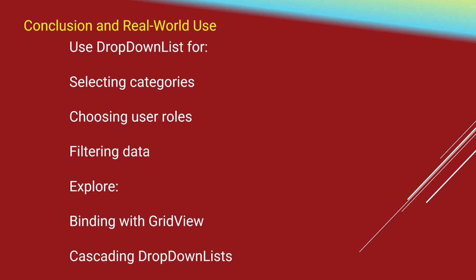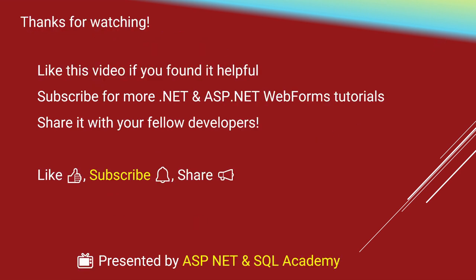To wrap up, drop-down lists are perfect for collecting predefined input like selecting a category or a user role. They are commonly used for filtering data or populating related controls. As a next step, explore how to bind a drop-down list with grid views or create a cascading drop-down list for even more dynamic behavior.